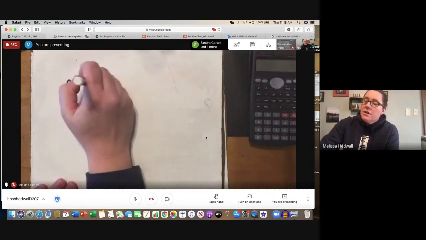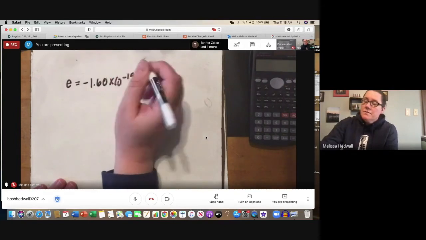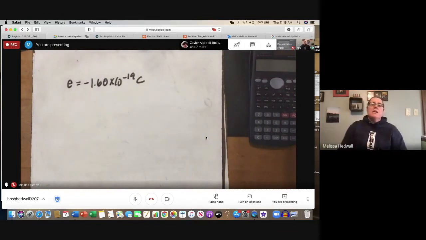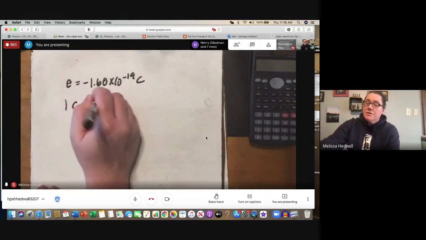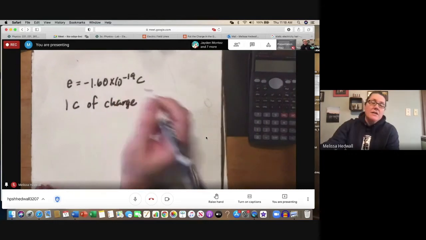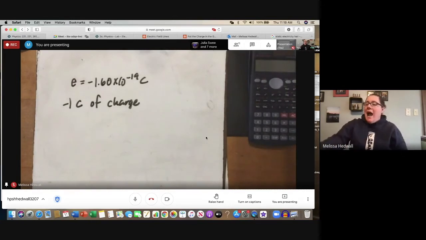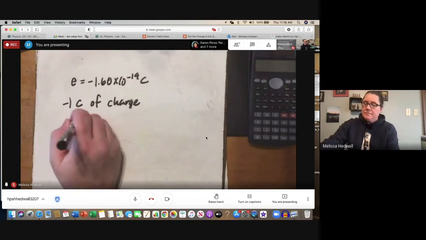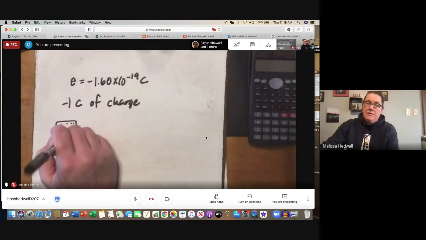An electron has a charge of 1.60 times 10 to the negative 19th coulombs. So the negative is irrelevant in this, but it's there. So that's the charge on a single electron. If I have 1 coulomb of charge, and I can assume negative if I want because it's made up of electrons, how many electrons does it take to make this up? So here's my coulomb of charge. How many electrons do I need to get in here in order to make up that full coulomb?